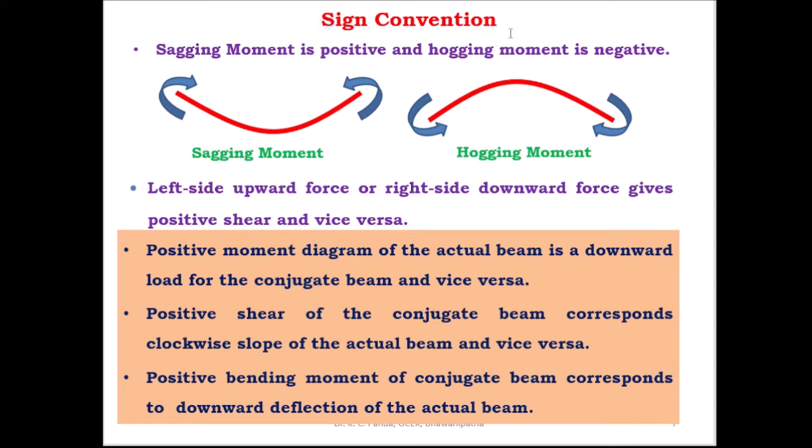Then coming to the sign convention which is used in the conjugate beam method. In this method, the sagging moment is taken as positive and the hogging moment is taken as negative. This is the sagging moment, so you have to take the sagging moment as positive, and this is the hogging moment, and this you have to take as negative.